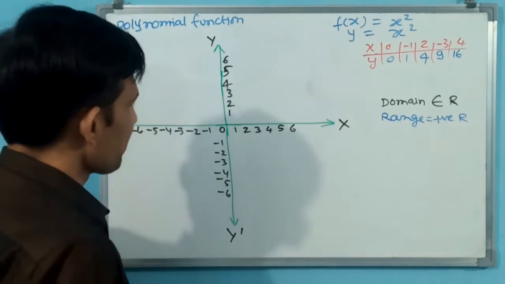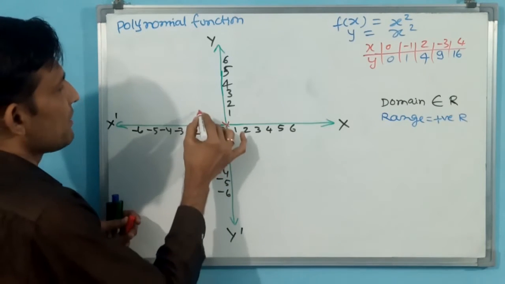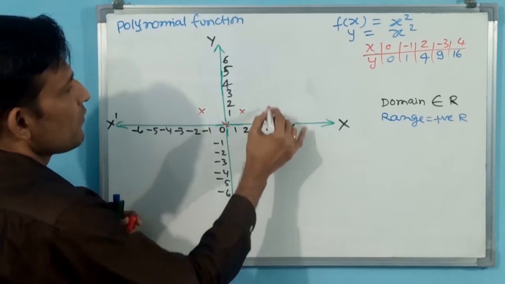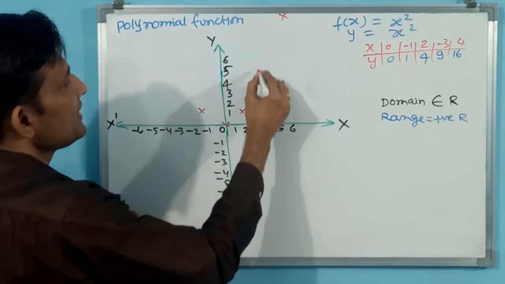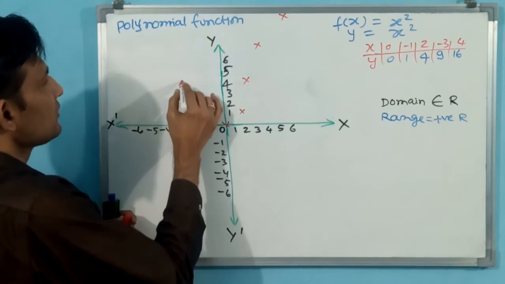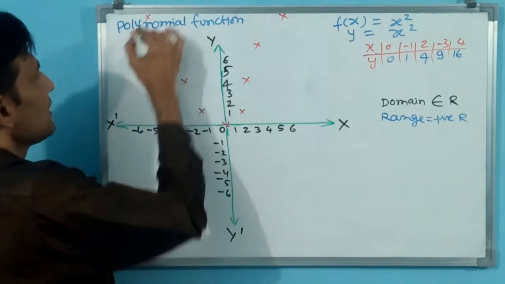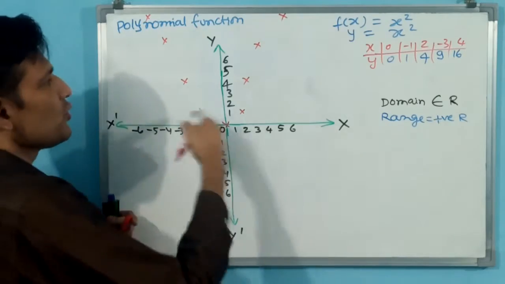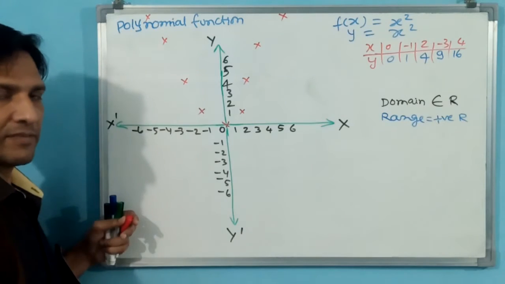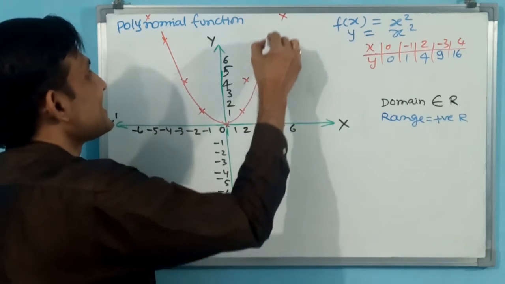If I take x as 0, 0 will come. If I take -1, then 1 will come. If we take 4, 16 will come. If we take 3, 9 will come. If we take 2, 4 will come. If we take -2 also, 4 will come. -3, 9 will come. -4, 16 will come. All positive only. The y value is always positive. Negative y will not come in the square function, f(x) = x². Now if you draw the graph, it will be like this.